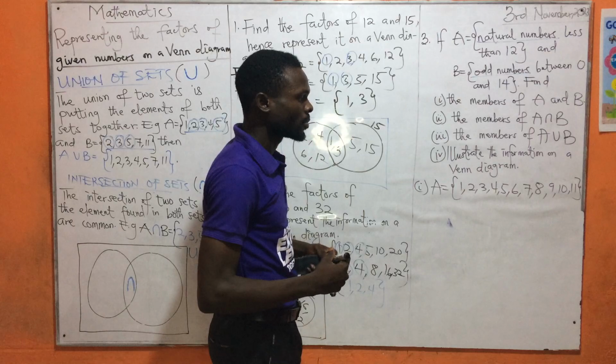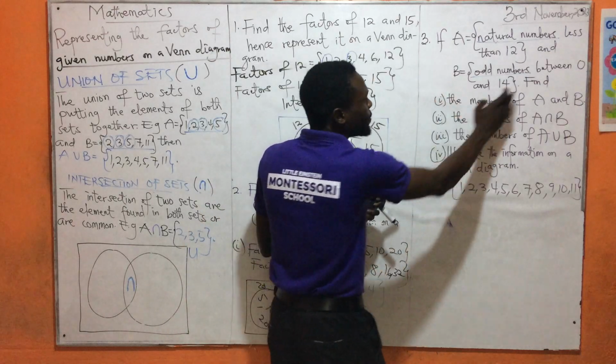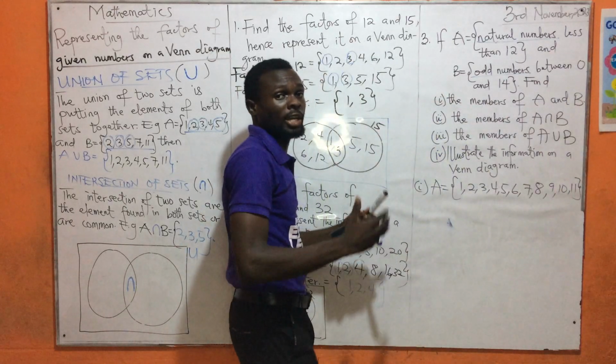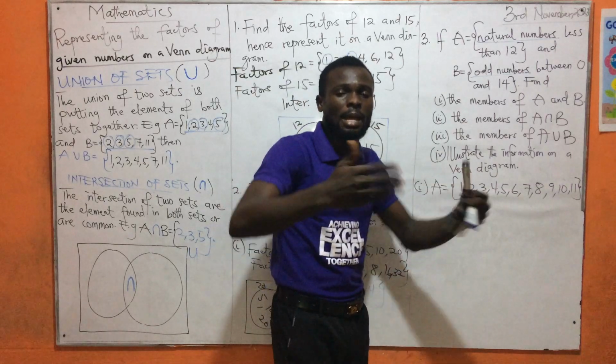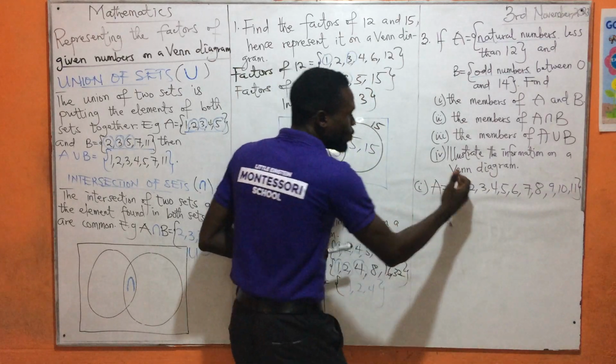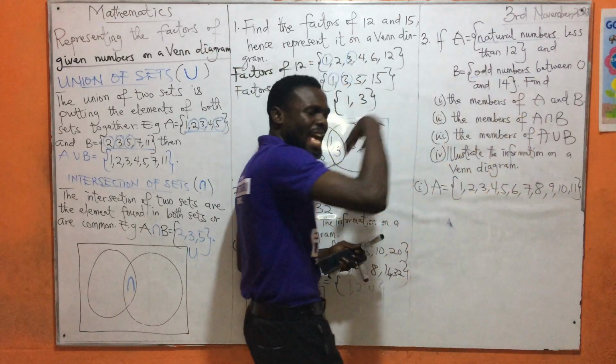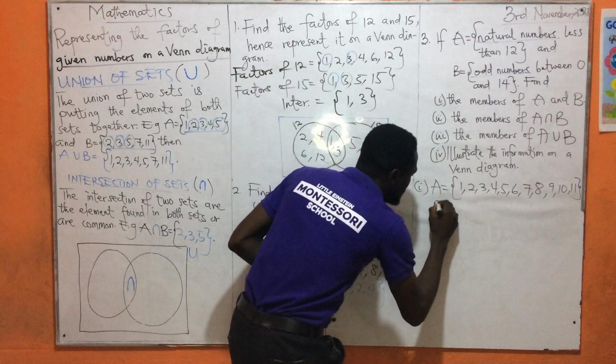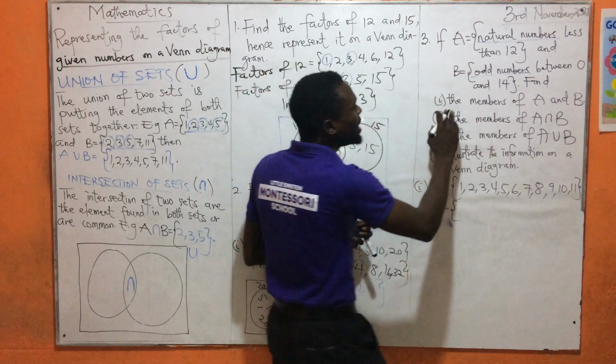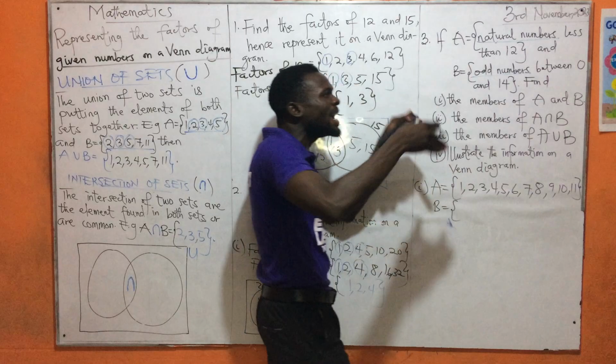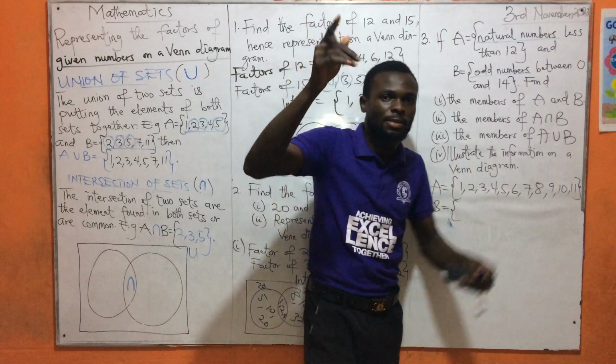So we are done. Then we go to B, because it says find the members of A and B, or in other terms, list the members of A and B. So we have 1 to 11 because it is less than 12. Then we have B. B is saying odd numbers between 0 and 14.